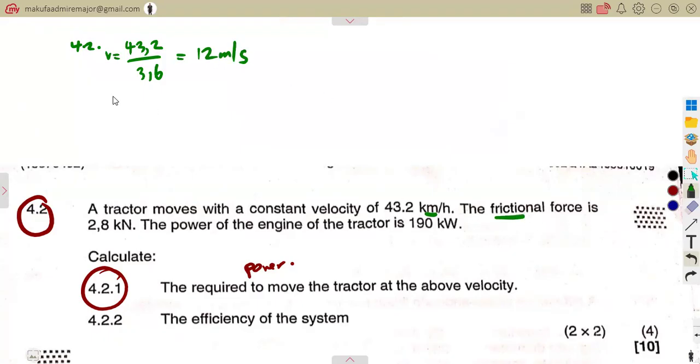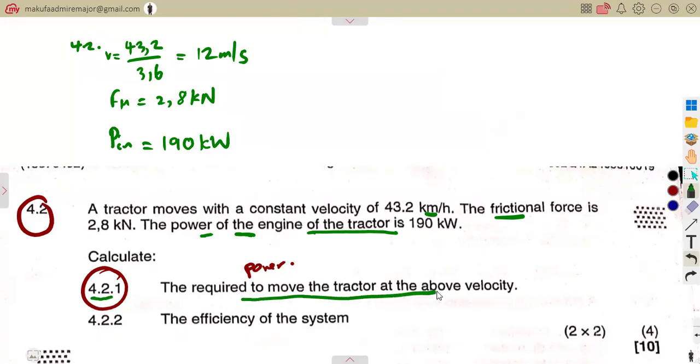So we are given the frictional force of 2.8 kilonewton. The power of the engine of the tractor, this is the input power of the engine, which is 160 kilowatt. So the question was 4.1, the required power to move the tractor at the above velocity, at this velocity that you are given. So this is like the output power now.